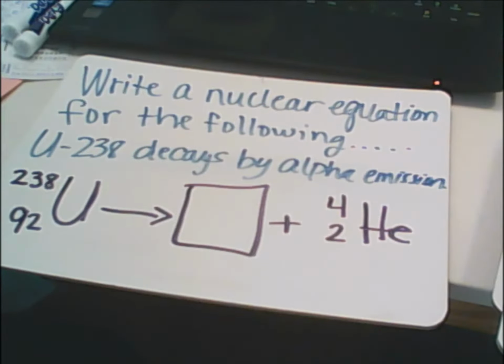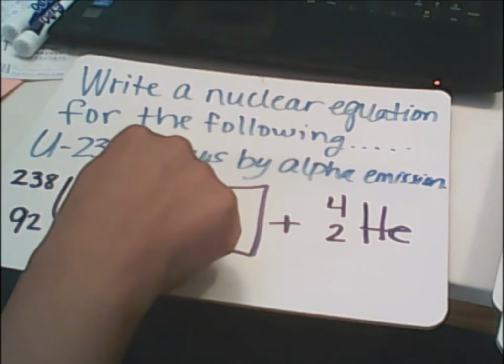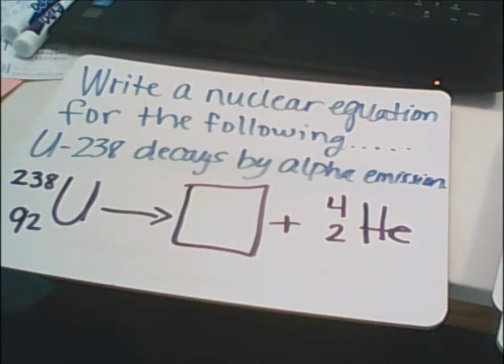Now, one of the things you have to remember from my previous video is that when a problem says the word decays at the very beginning of the sentence, decays means to solve for the right side. Since we're going to solve for the right side, I've already drawn a box in so that we have to fill in that information.